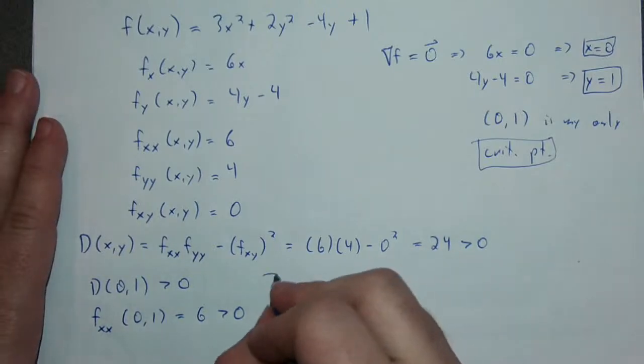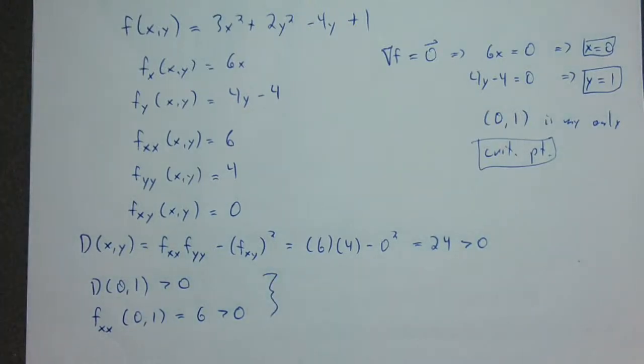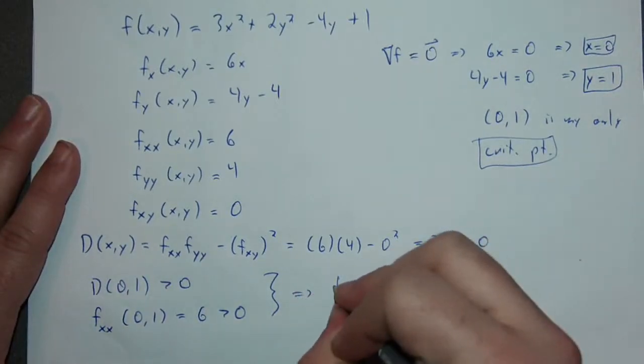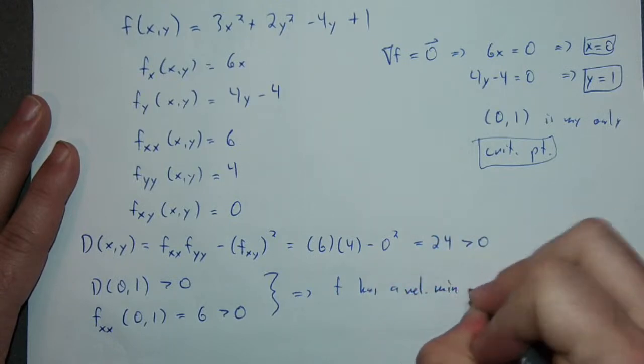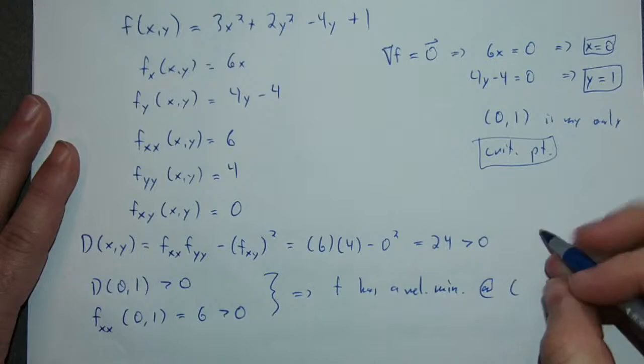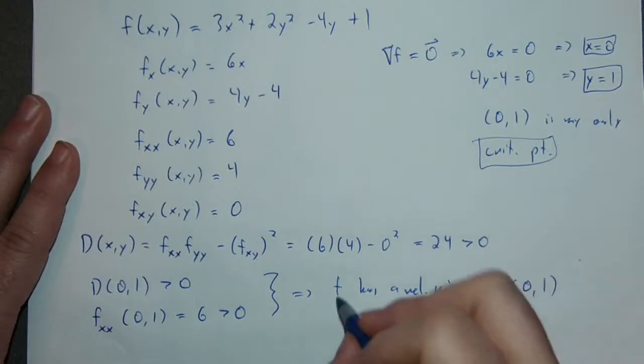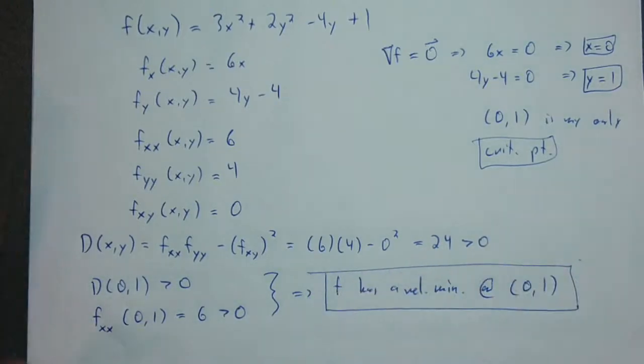These two things taken together tell you what? So if you recall from the second partials test, there were 4 cases. This is the case where the discriminant is positive and the double x partial is positive. What did this mean? So f has a relative min at 0, 1. Okay, yep, that's right.